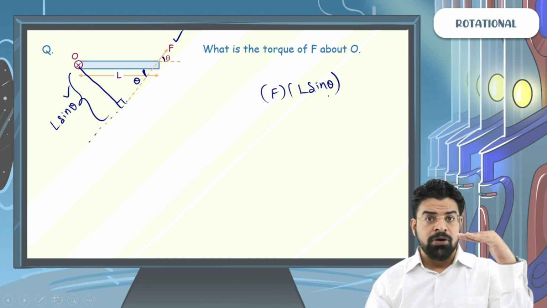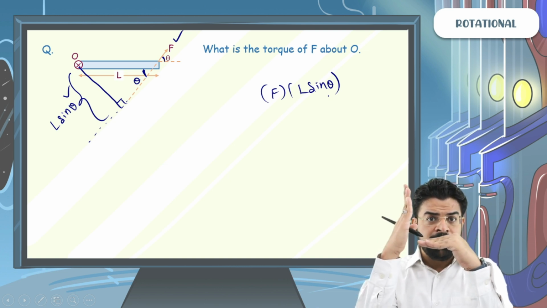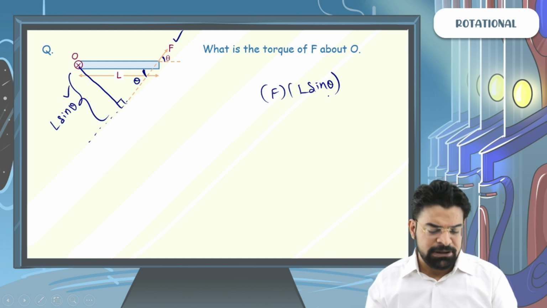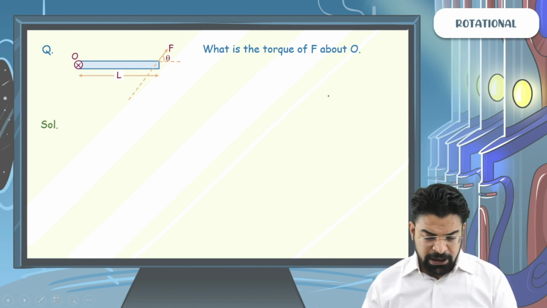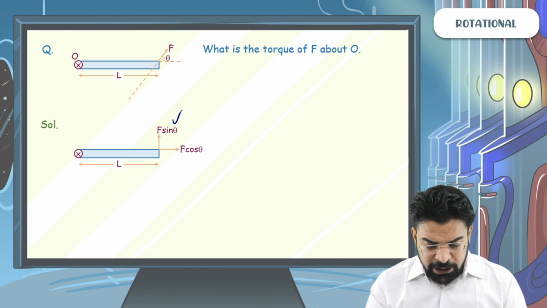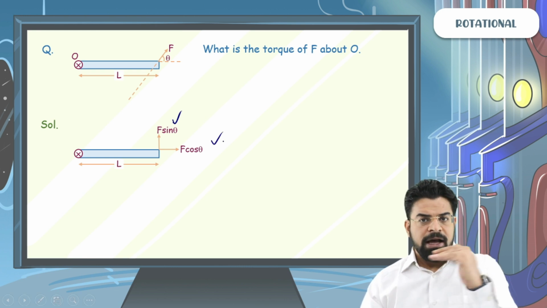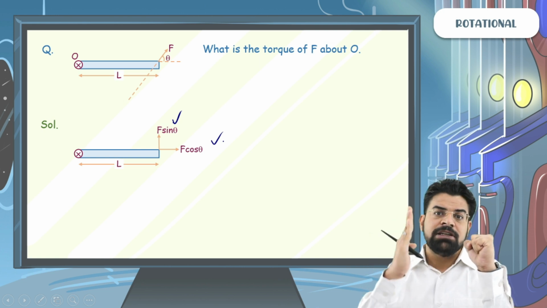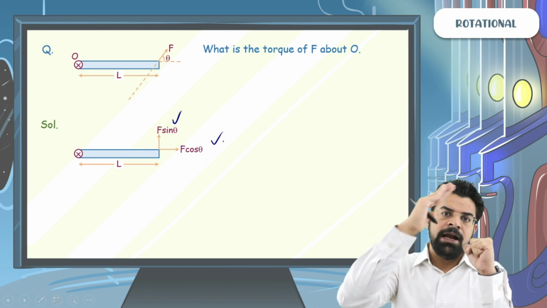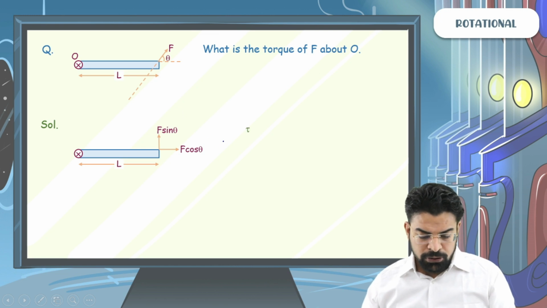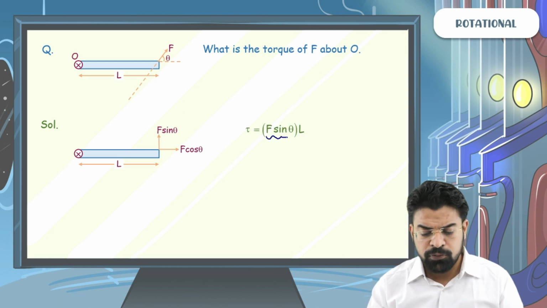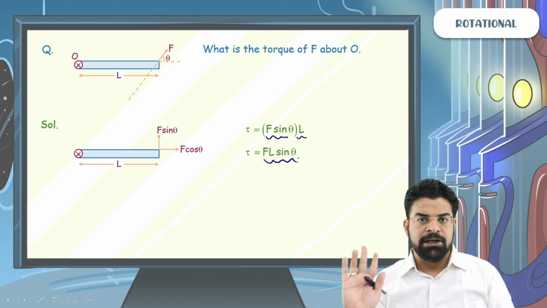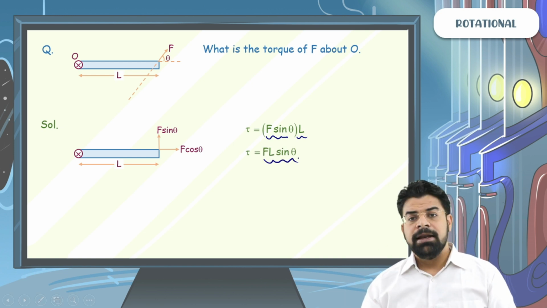Last time you got length times force perpendicular, L times F sin theta. This time you got F times L sin theta. Both are one and the same thing. So we can break down this force into components F sin theta and F cos theta. F cos theta is trying to stretch the rod, elongate it, while F sin theta is trying to turn it anti-clockwise. So torque equals force perpendicular times length. So that will be simply equal to FL sin theta. End of discussion. Let's see the next example.